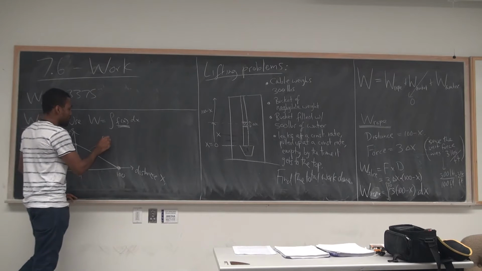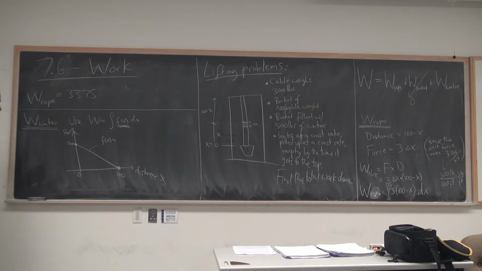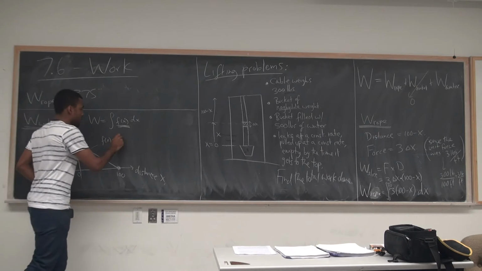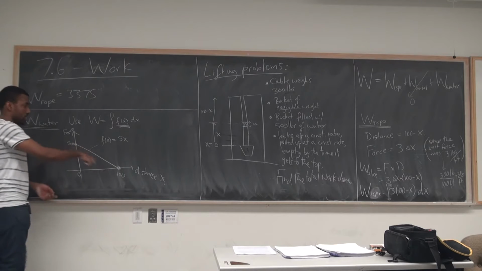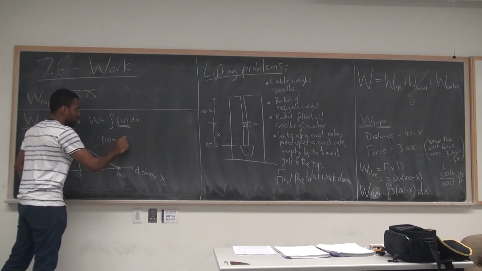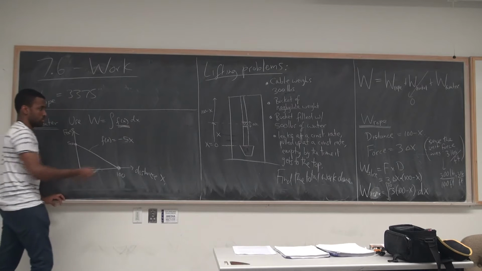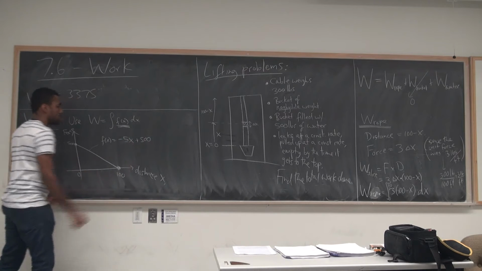Right? F of x would be, slope is 500 rise over run, so it's just 5. So I know it's 5x. It's negative because it's going down. So it's minus 5x plus 500, which is the y-intercept, right?